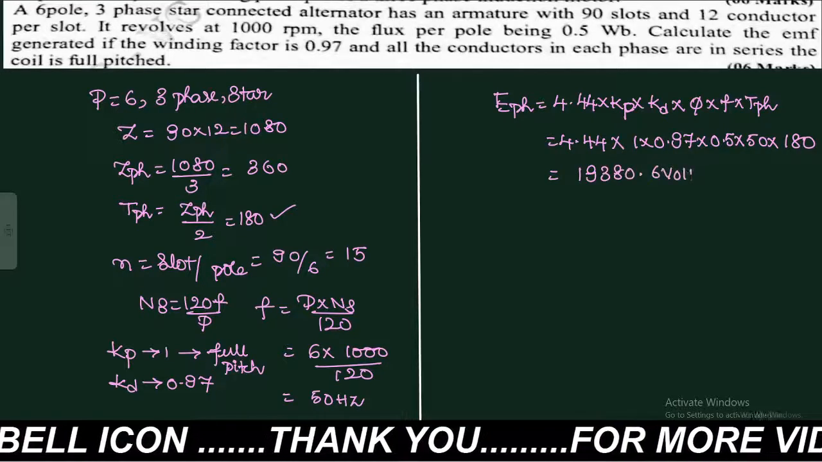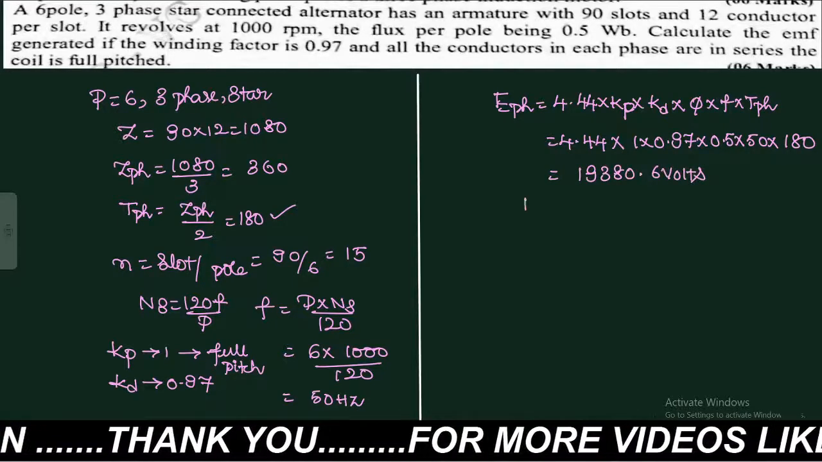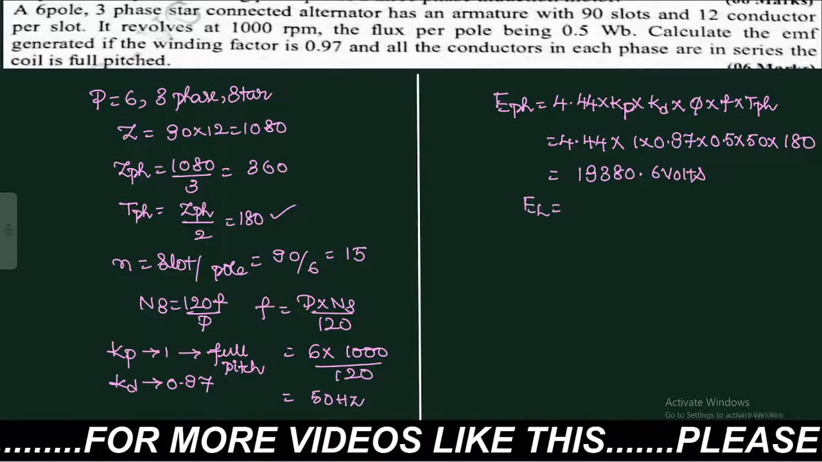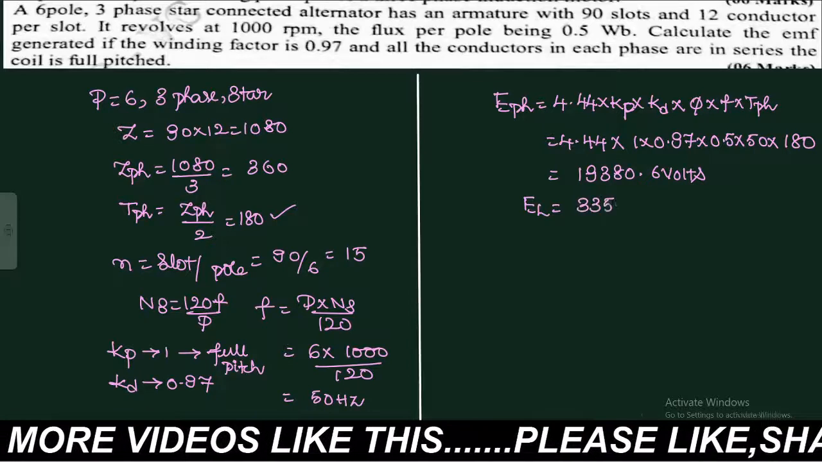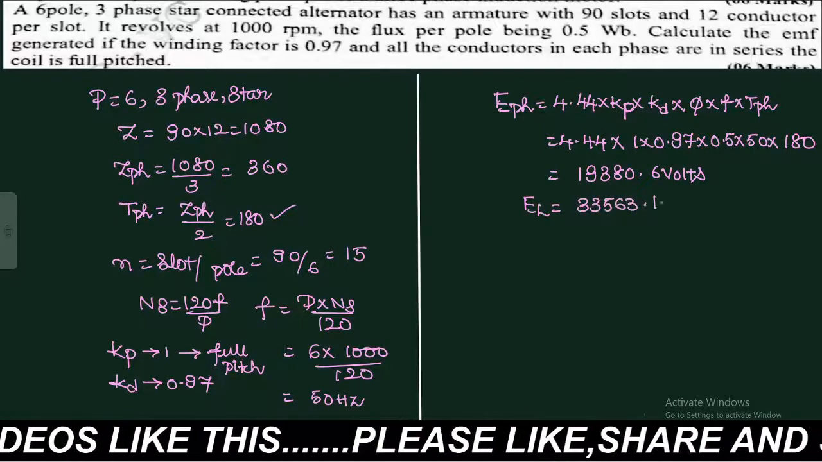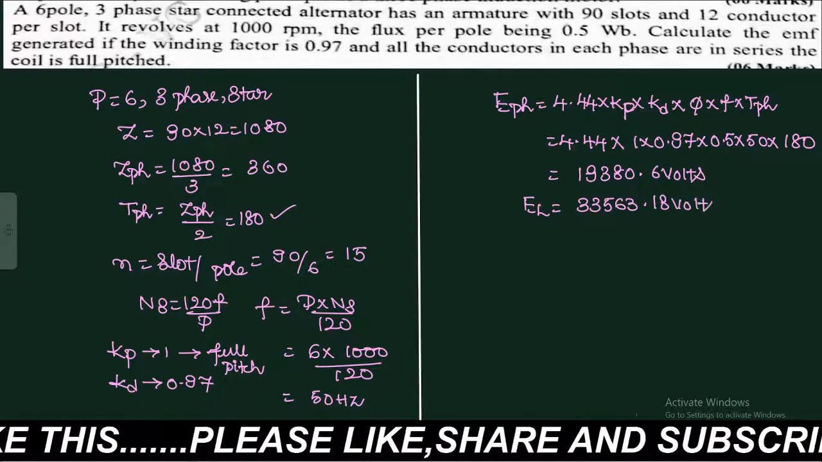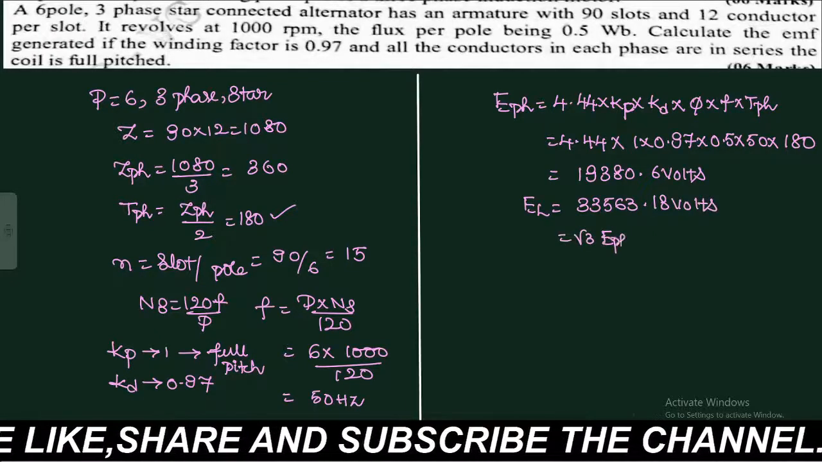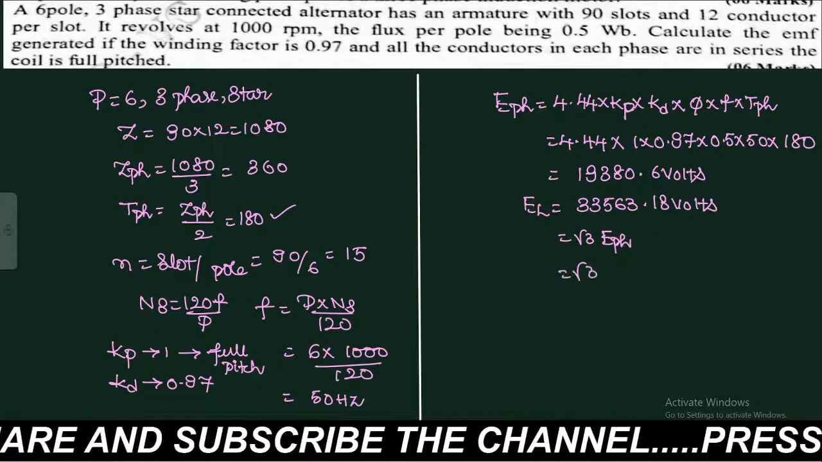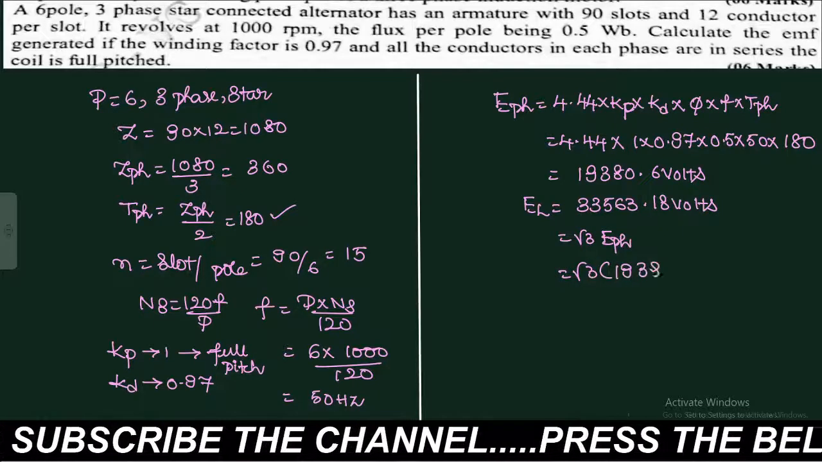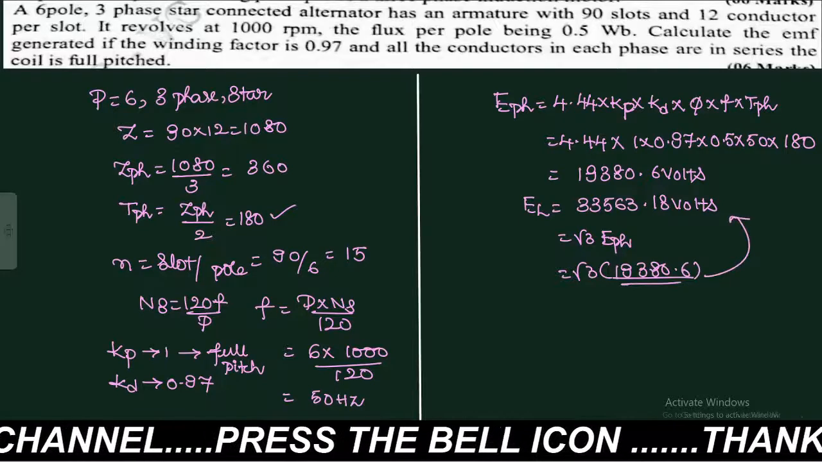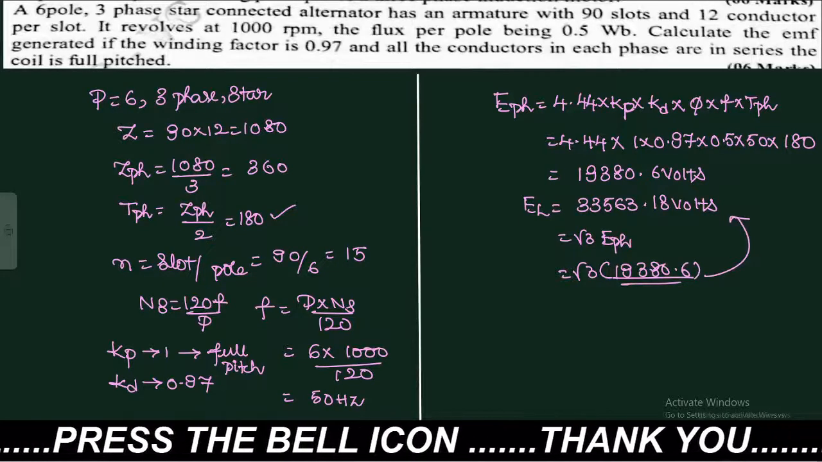19380.6 volts. Next, the line voltage you have to multiply by root 3, because it is star connected, that will be 563.18 volts. So, the line value is root 3 times E phase. So, you have to multiply root 3 into 19380.6 volts. If you got this answer, all your problems are correct, then you will get the full marks.